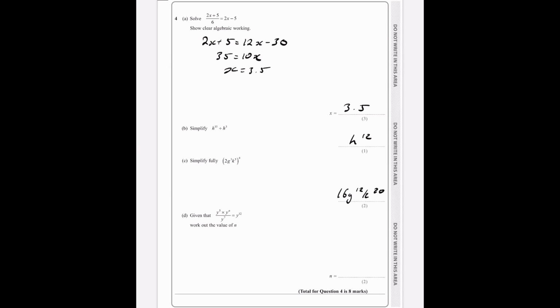For B, h to the 12. For C, 16, g to the 12, k to the 20. For D, I'm going to write these as a single power of y on the left, because the 5 plus the n will take away the 7 because it's at the bottom, is equal to y to the 12. n minus 2 equals 12, so n must be equal to 14.